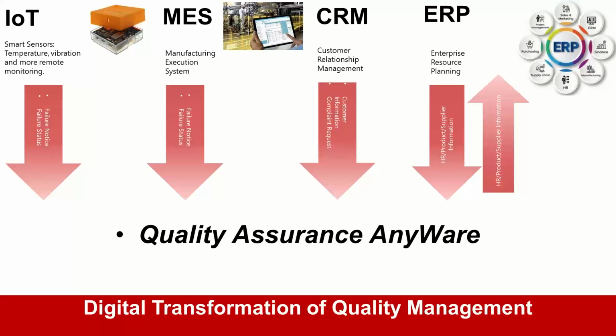As Quality Assurance Anywhere has a very modern, state of the art technology, it has connectors to connect other software solutions. For example, your ERP system, CRM systems, manufacturing execution systems, or IoT devices, such as your smart sensors, can be connected to Quality Assurance Anywhere thanks to Quality Assurance Connect, to have an integrated management work environment.